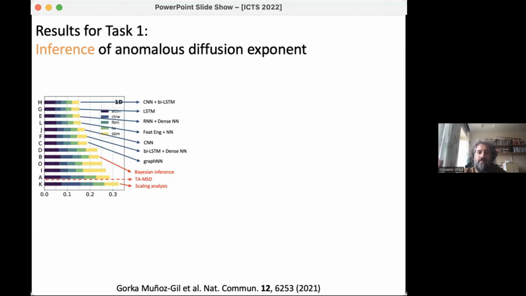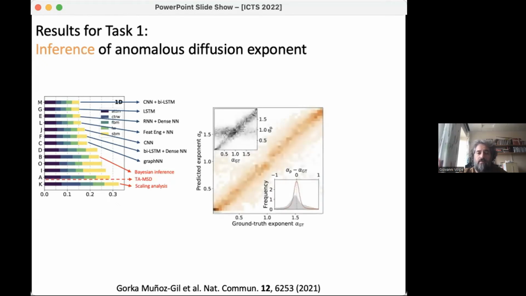Okay, what can we see about these results? Well, first of all, we can see that this is the ground truth value for the anomalous exponent. This is what we get for the predicted exponent, and you see that the best method does pretty well. And by the way, this is what you get with the mean square displacement, and you see that in many cases you really miss it, which means that an anomalous exponent different from 1 gets classified as 1. Why? Well, because of what I was saying before.